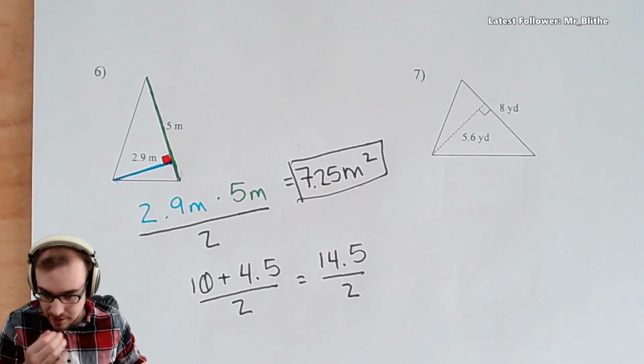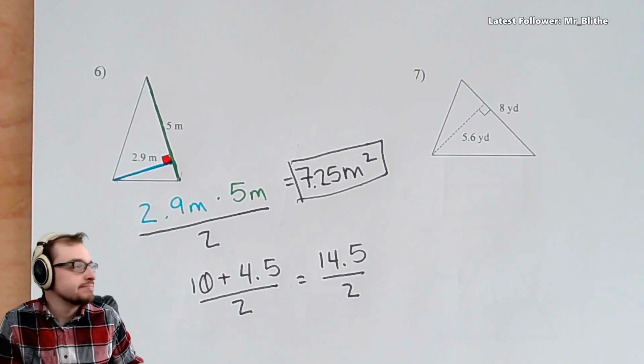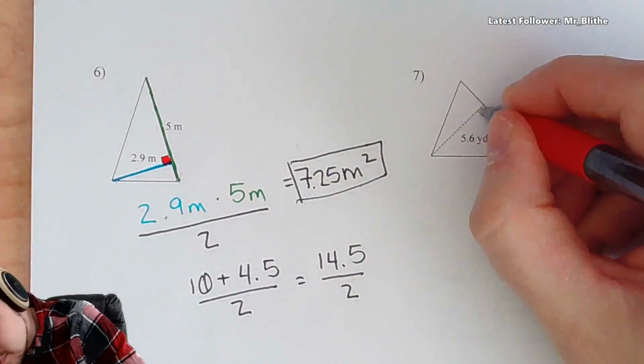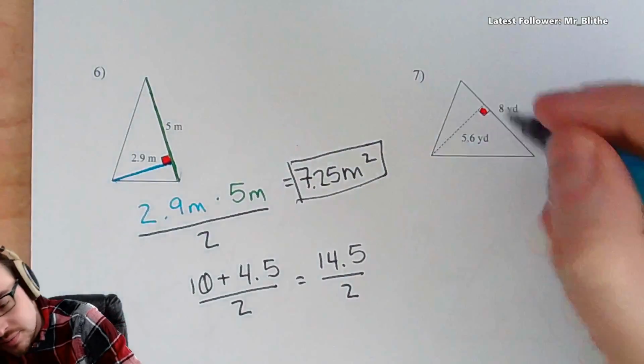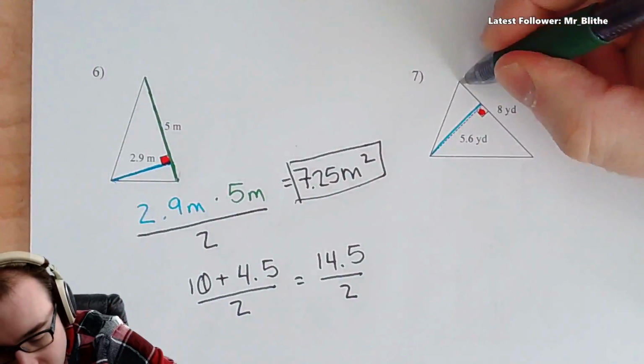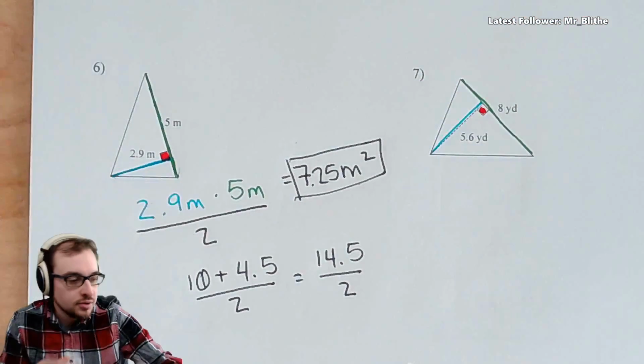Number 7, same dumb thing. I'll leave that for you. Same dumb thing, right? It's a triangle. We have our height. We have our base. Height of 5.6 yards. Base of 8 yards. Go get them.